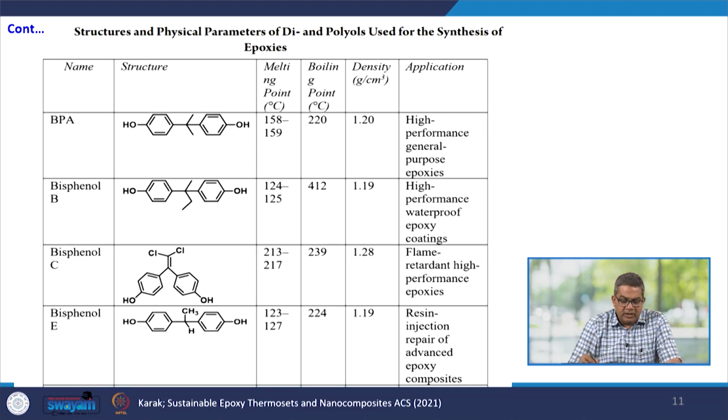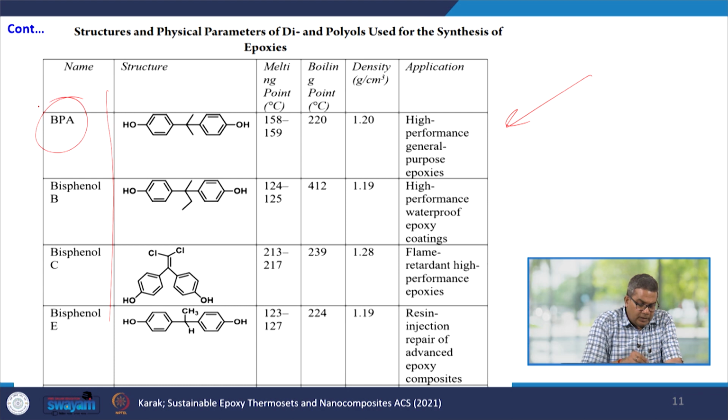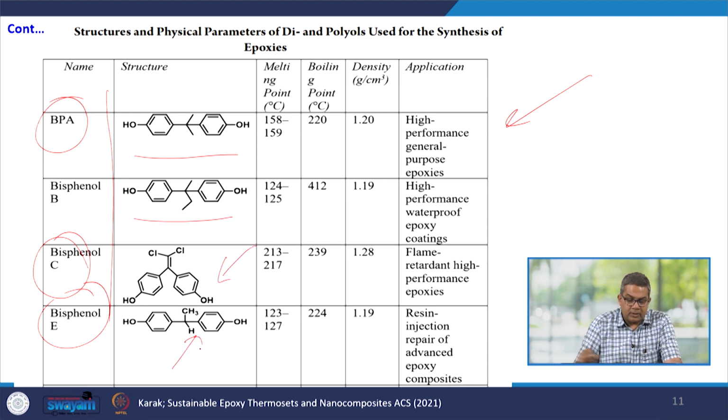Now here you see the various structures and physical parameters of diols and polyols used for the synthesis of epoxides. Here different names like bisphenol B, bisphenol A, bisphenol C, bisphenol E are all enlisted, and here you see the different structures of these components. Apart from this, the melting point varies from 123 to 217 and higher, and the boiling point from 220, 412 to 224, and the density.